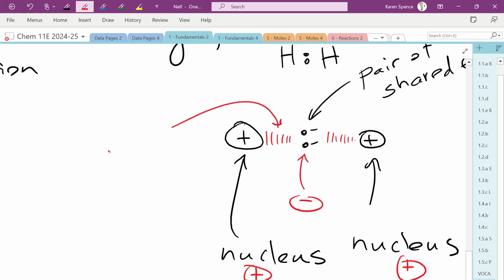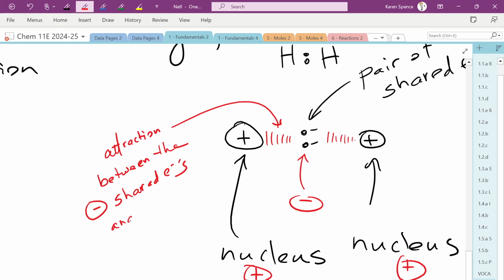There is an attraction between the negative shared electrons and the positive nuclei. So there is never a chemical bond without a positive attracting to a negative. There's never an IMF without a positive attracting to a negative.